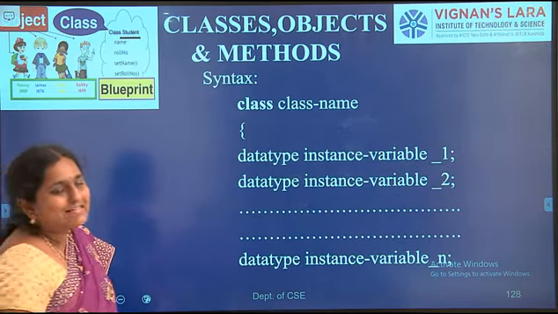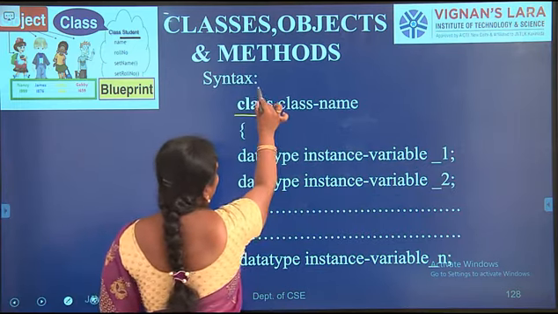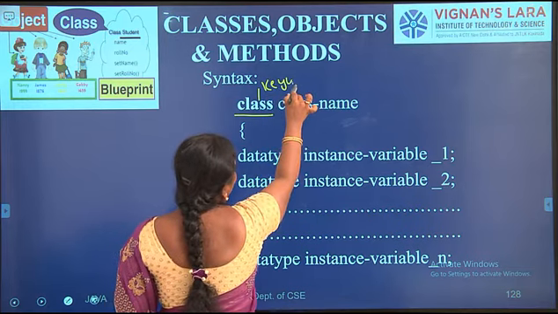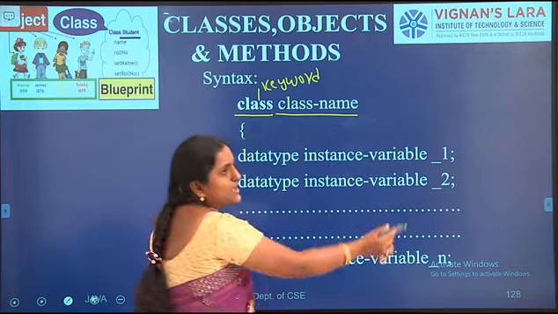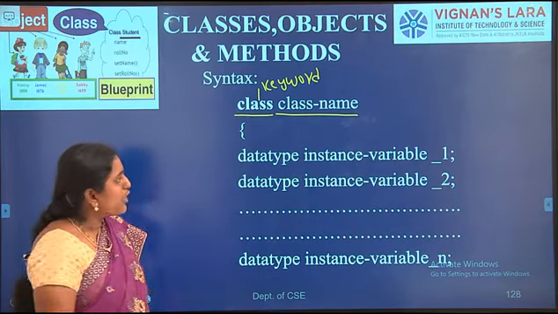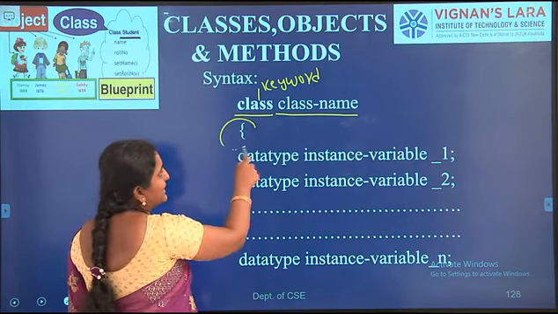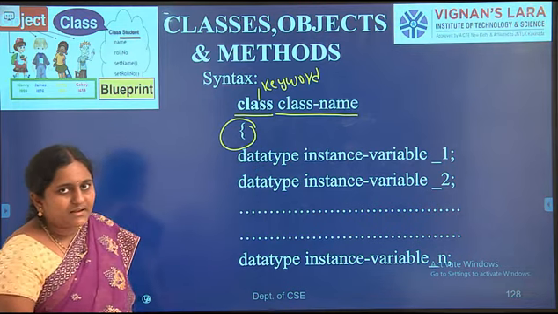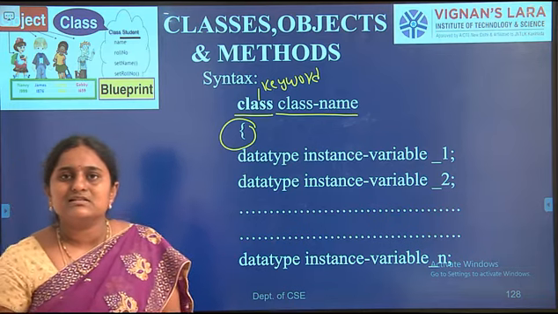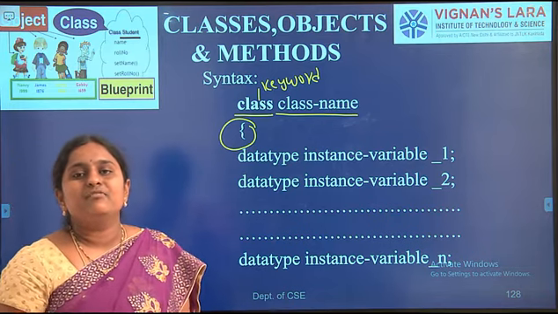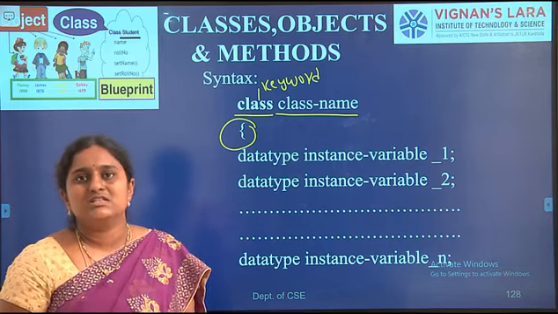Class definition starts with the class keyword, followed by the class name. Here we have to write a class name. After the class name we open the curly brace, and at the end we close the curly brace. So what does a class contain? Class contains only member variables and member functions.